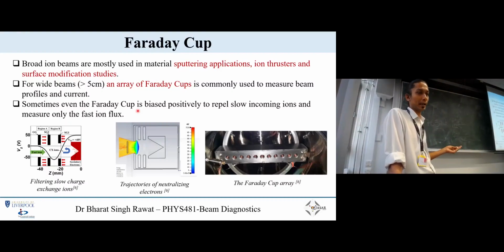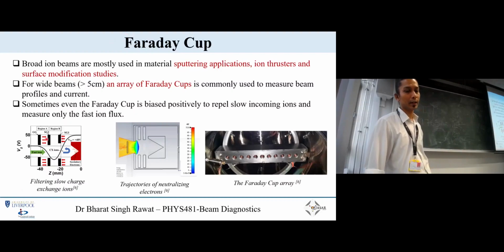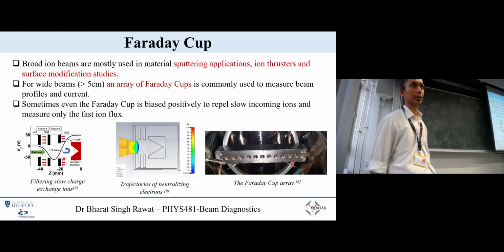Sometimes, depending on the application, for example, this Faraday cup, which is from this paper, has a typical design in which the Faraday cup is kept at positive potential. Why? Because in an ion thruster, you have a lot of charge exchange ions, which are very low energy ions. And when you measure the beam profile, you don't need slow energy ions. And to repel these slow energy ions, you slightly bias it positively so that it repels all the slow energy ions, and only measure the fast ions, so that you can get a pure profile of fast moving ions.